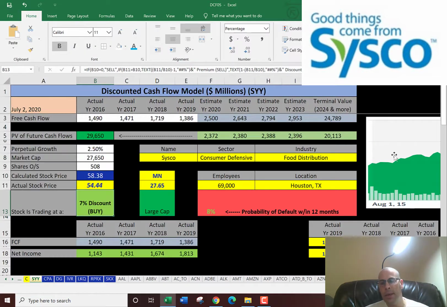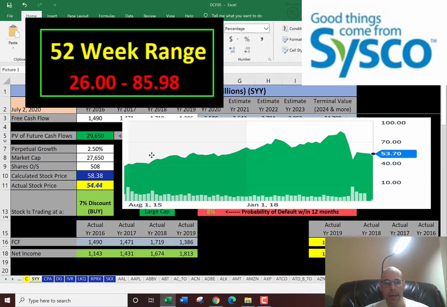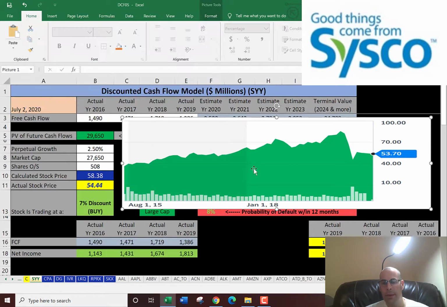Let's also see their historical stock price. So the company looks like it was trading pretty high before coronavirus. Looks like in the 80s, maybe even touched 90s. And then it's dropped a lot. It's come back up, but very little. So it's still struggling quite a bit, but it looks like it is trading, at least according to my model, within intrinsic value.